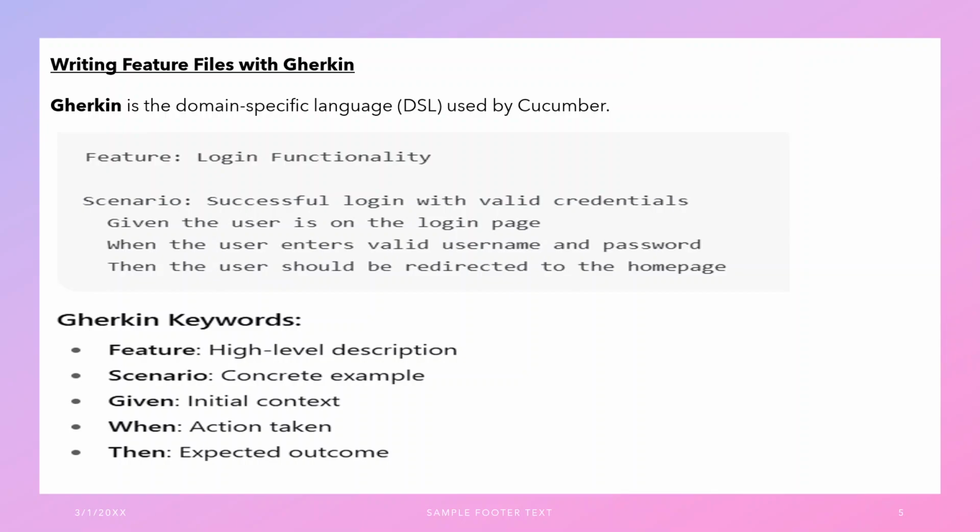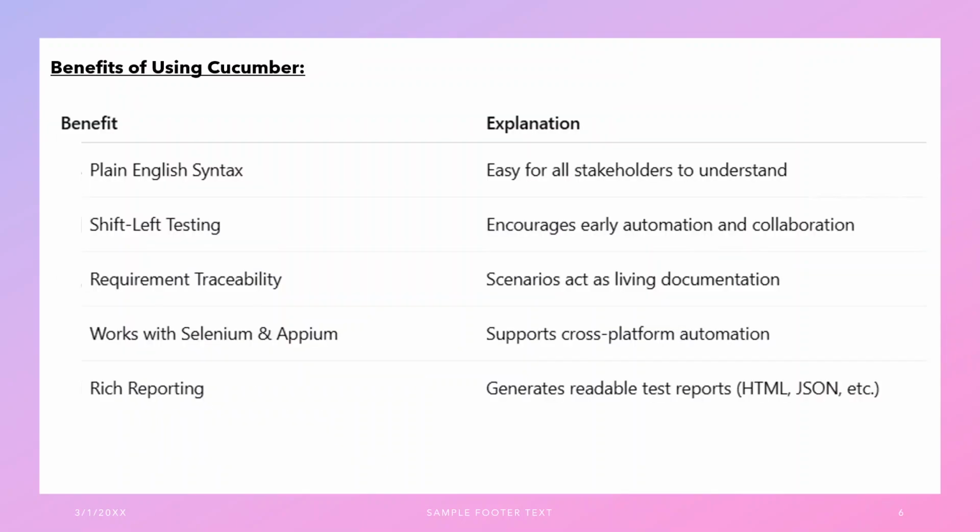We have seen the Gherkin keywords. Next, what are the benefits of using Cucumber? I have drilled down to 5 benefits here. The first is plain English syntax, which is easy to understand for all the stakeholders. All the stakeholders can understand the requirement in plain English, that is, the test case. Next is shift left testing. So what exactly is shift left testing? It encourages earlier automation and collaboration.